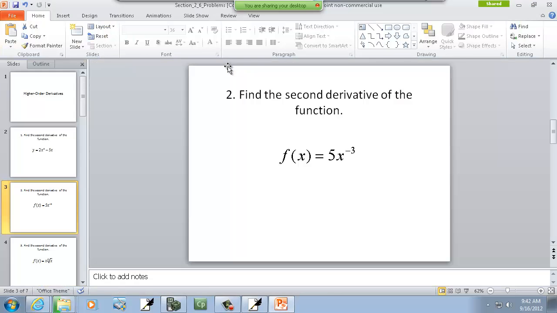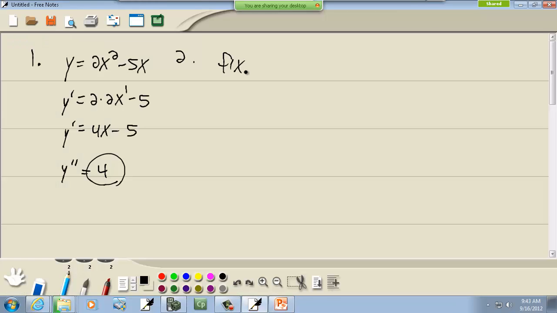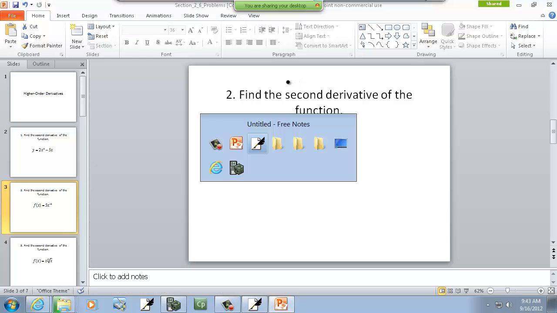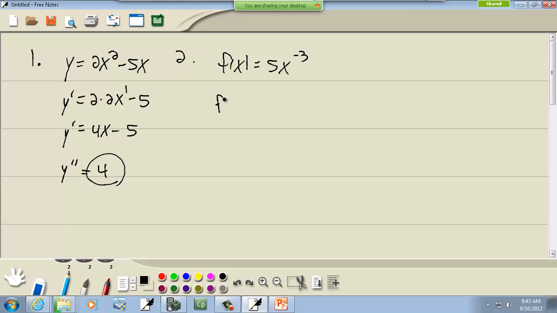Let's take a look at this one. We got f of x is equal to 5x to the negative 3. Find the second derivative. For our first derivative, take your power, put it out in front, lower it by 1, which gives us negative 15x to the negative 4.